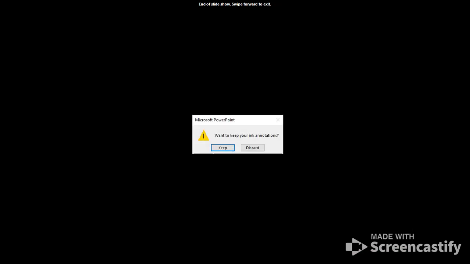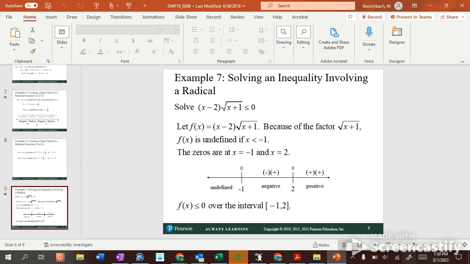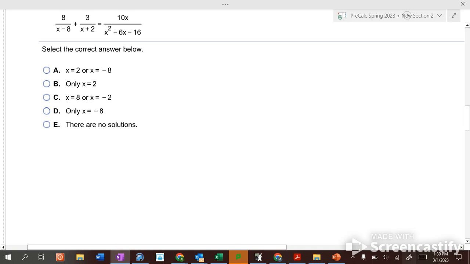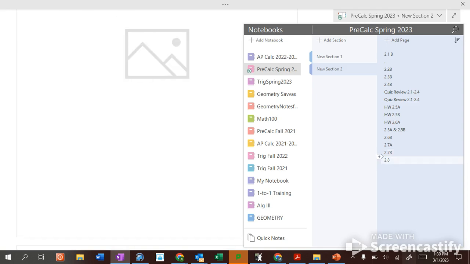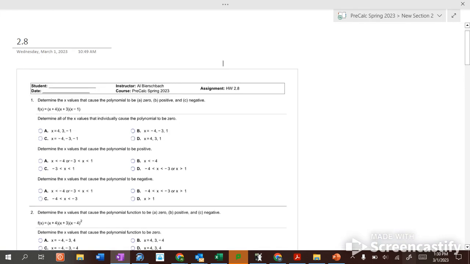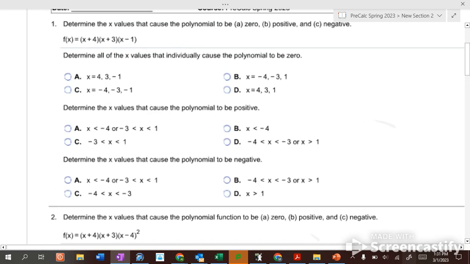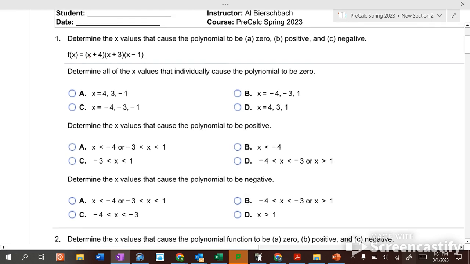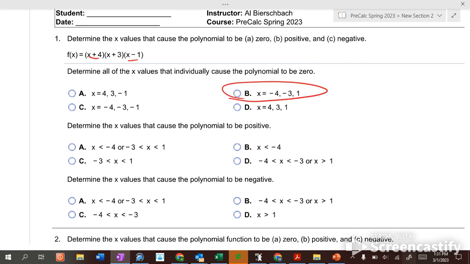All right, let's look at, very quickly, one note, PreCalc 2.8. What you're going to see. So what they're going to do to you is this. And this didn't look like the problems I was doing. But what makes this 0? Well, a -4, a -3, and a +1 makes this 0. -4, -3, +1. So where is it positive?